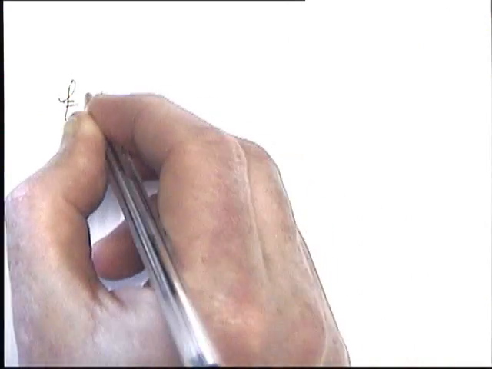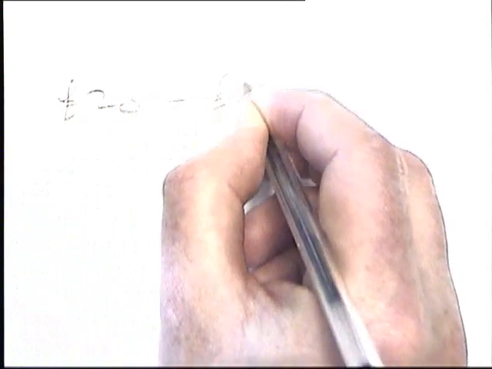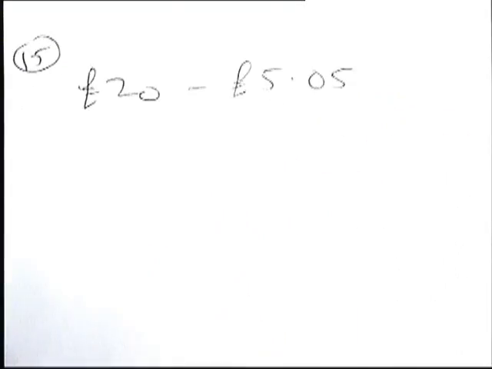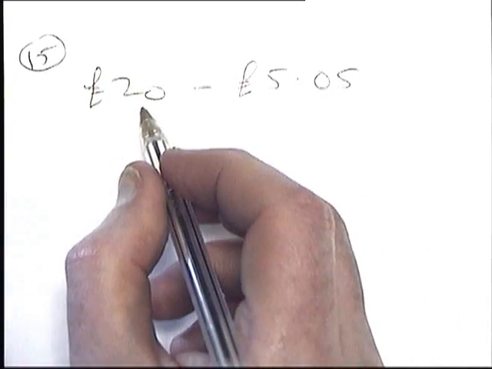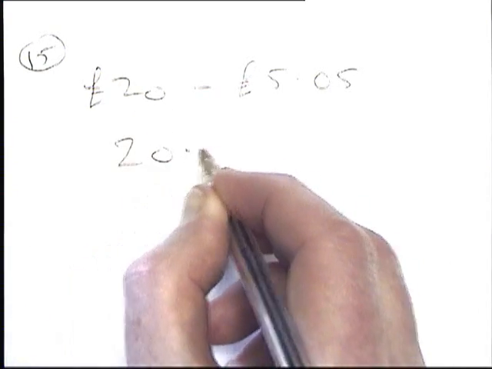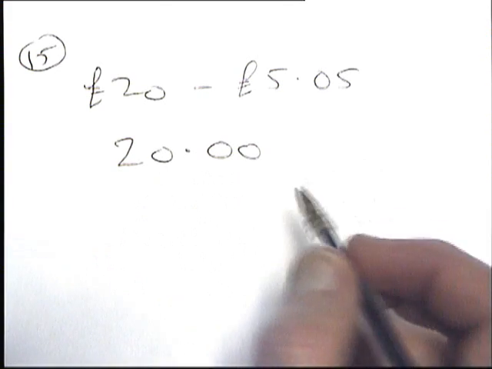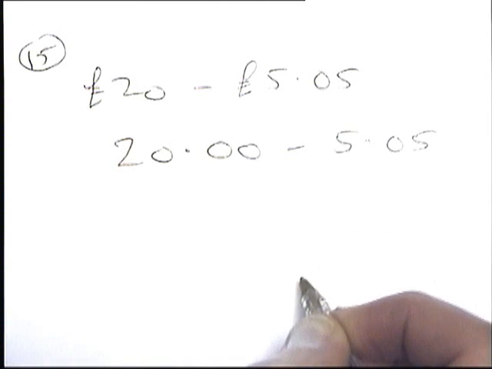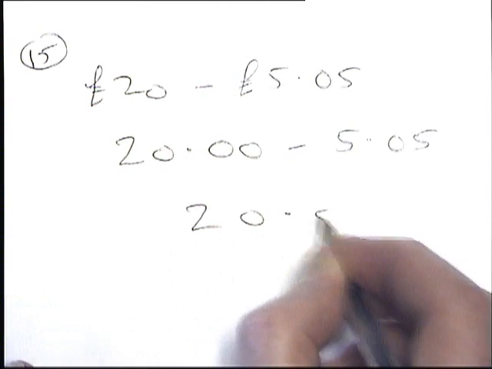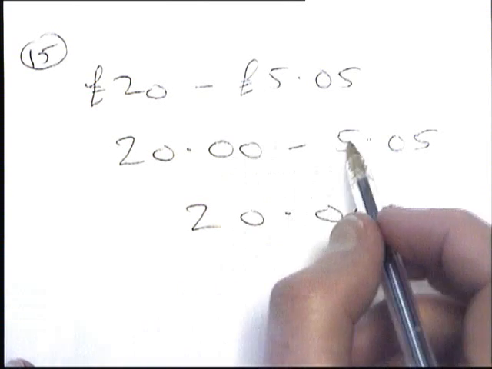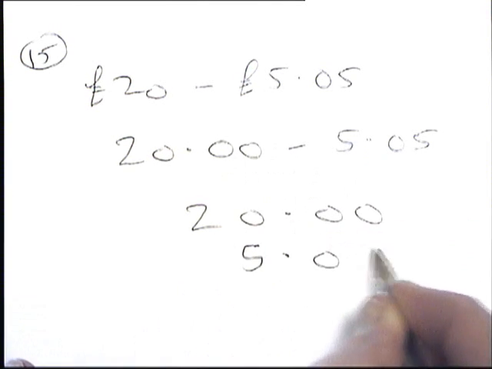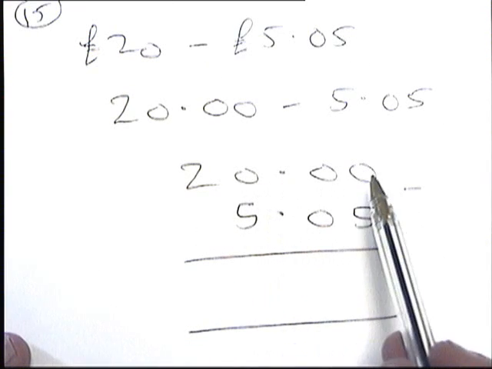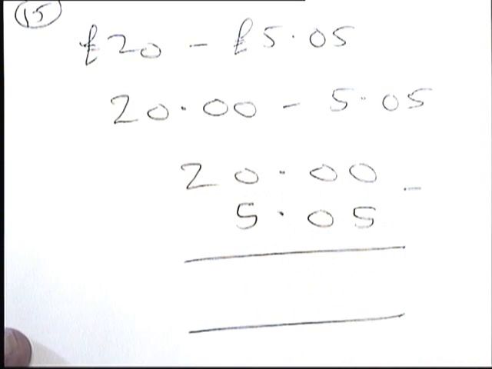Next question, question 15. Question 15 was £20 take away £5 and 5p. So that £20, we ought really to write it in pence as well. So 20.00. That will make it easier. And I'm going to take away 5.05. So I'm going to put my big number at the top, and I'm going to do my taking away, and because they're decimals, I've got to make sure the decimal points line up. So this is the taking away sum I'm doing. 20.00 take away 5.05.